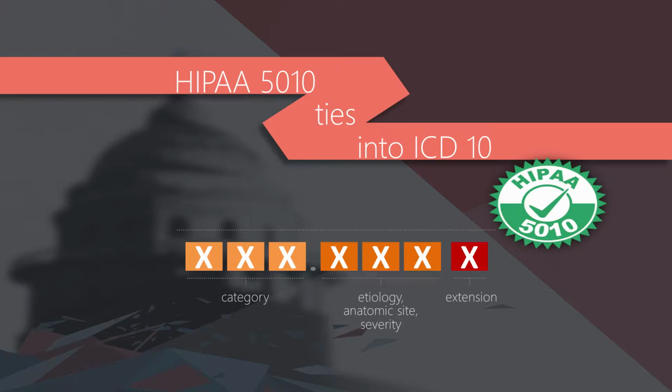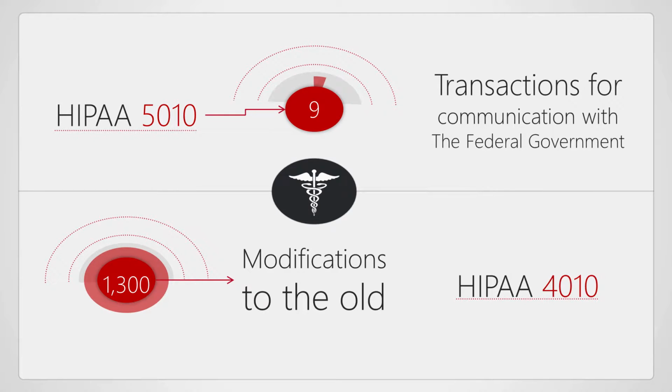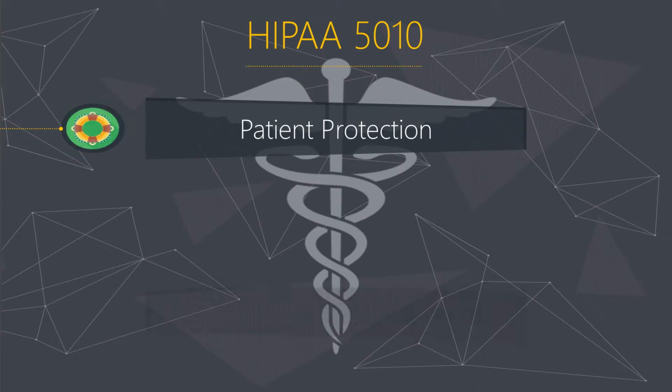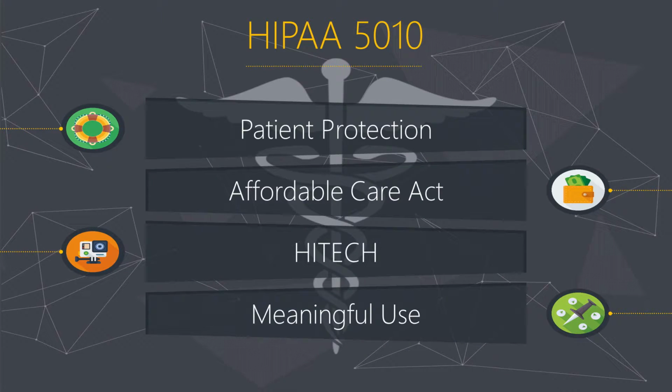So getting back to HIPAA 5010, there are 9 standard electronic transactions that cover the whole of HIPAA 5010, how you communicate with the feds. There are going to be about 1,300 modifications to the old HIPAA 4010 codes, which you're currently using. So moving from 4010 to 5010 is mandated, and it's mandated to be completed by January 1st, 2012. And this ties into the whole Patient Protection and Affordable Care Act, which is part of HITECH, which is also part of meaningful use, which everybody's seeing with electronic medical record systems. A lot of these things intertwine with each other.